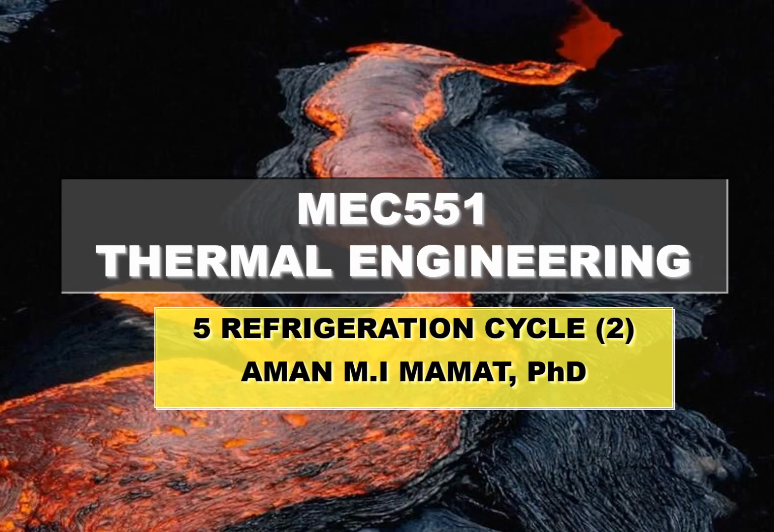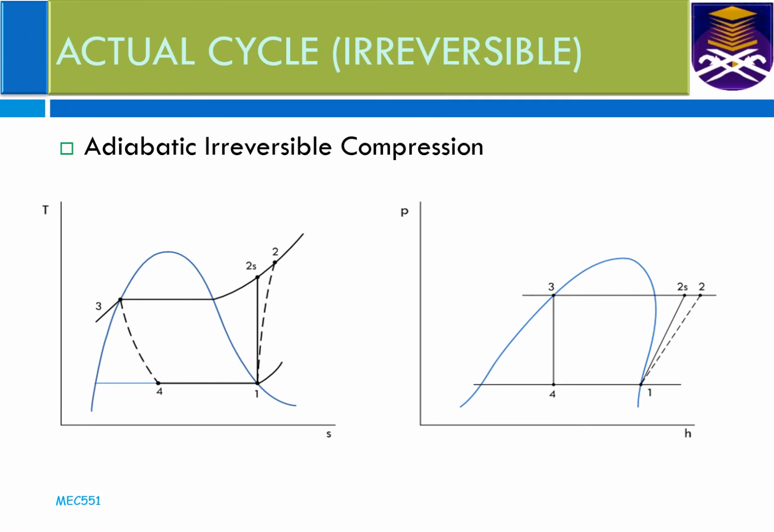Okay, so this is the second part, which is actually the ideal refrigeration cycle. We are not considering any losses that happen in the compressor, in the condenser, and as well in the evaporator. In actual conditions, the process for the compressor is non-isentropic. Okay, isentropic process is adiabatic and reversible.